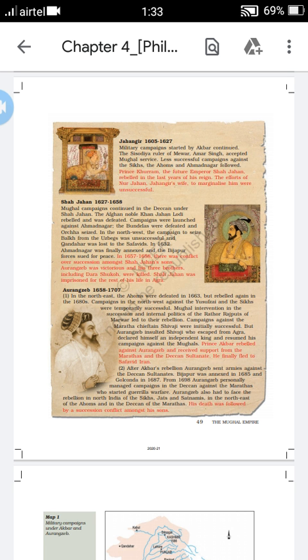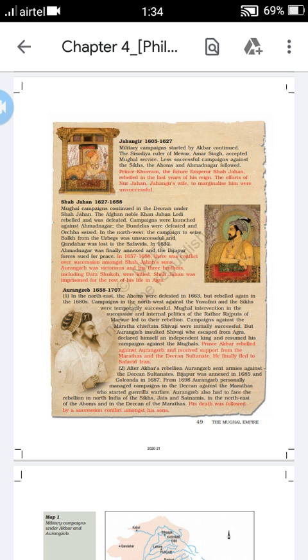Next, Shah Jahan. His period was 1627 to 1658. So after the death of Jahangir, Shah Jahan became emperor, and he was a talented ruler compared to Khurram. Okay, so in 1627, family disputes started in Shah Jahan's period.